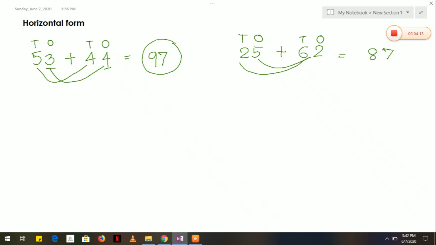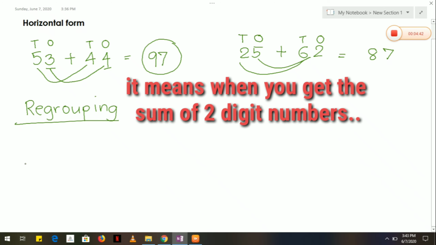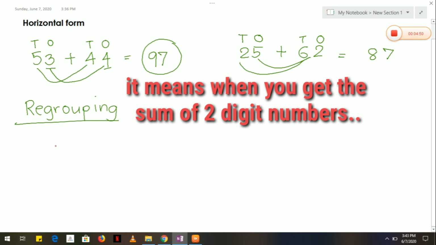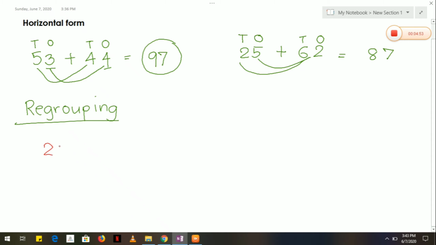What if we are going to add in horizontal form using regrouping? Okay, regrouping. So let's have an example. I am going to change color. Okay, for example, I have here 24 plus 57. If you already master how to add by their places, now in regrouping, it is the same thing. So 2 in tens, 4 in ones, 5 in tens, 7 in ones.